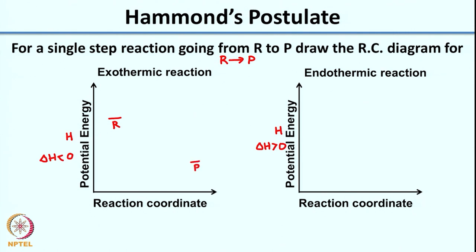Now for an endothermic reaction, you have your reactant at a lower energy than the product. As I told you, the delta H is positive. So these two things you should have been able to write based on the definition of delta H being negative in one case and delta H being positive in the other case. So now the question is, what would the transition state look like?